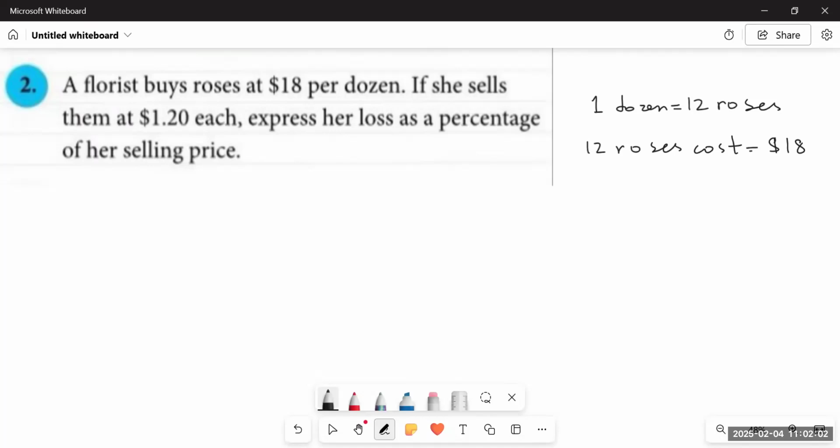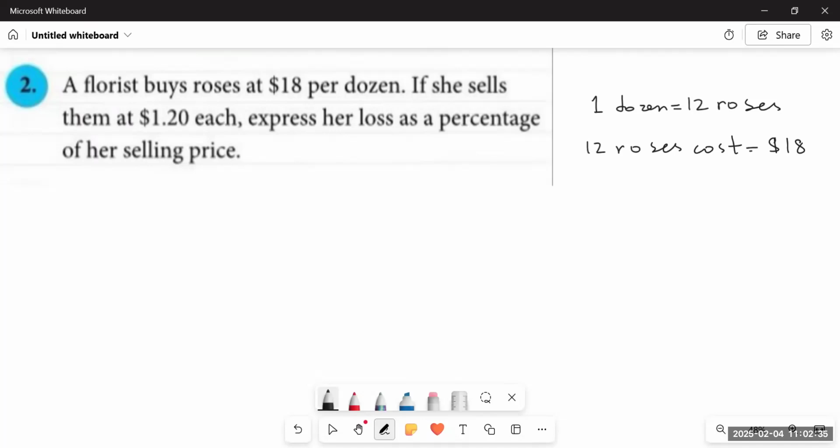If she sells them at $1.2 each, now they're not telling us that she is selling a dozen roses at $1.2, but now they are telling us that each of the roses has been sold at $1.2 each. So what we have to do, we have to express our loss. It means there is a loss. If they're saying we have to express our loss as a percentage of our selling price, first we have to calculate the selling price, right? How can we calculate the selling price?